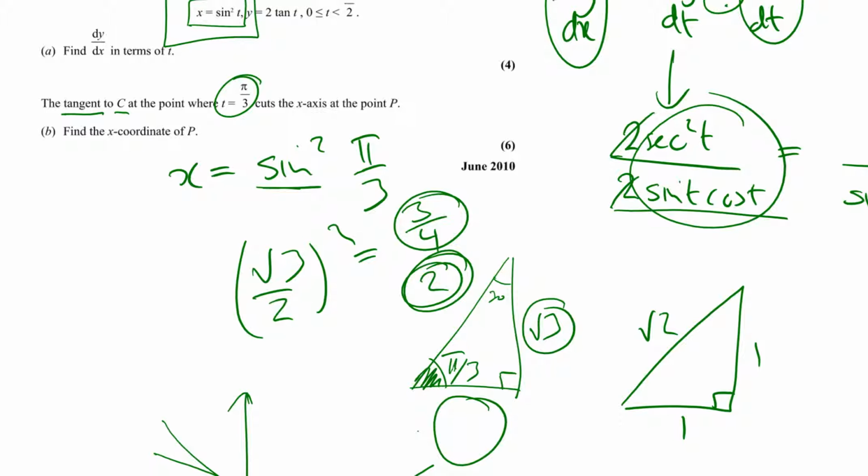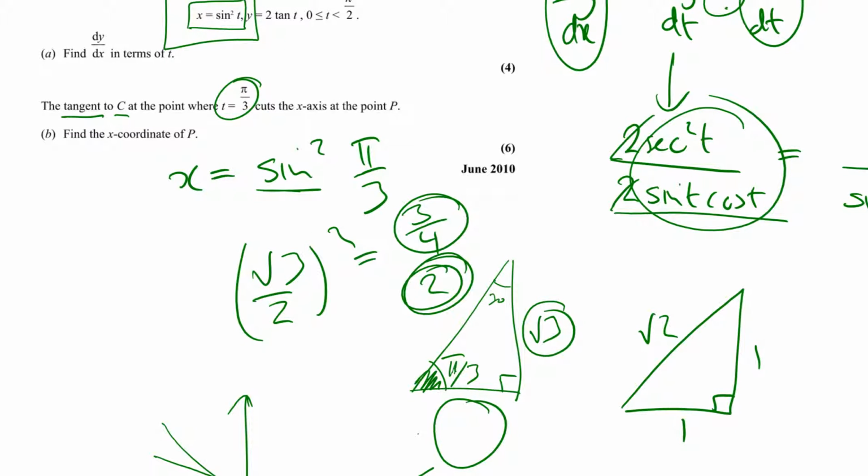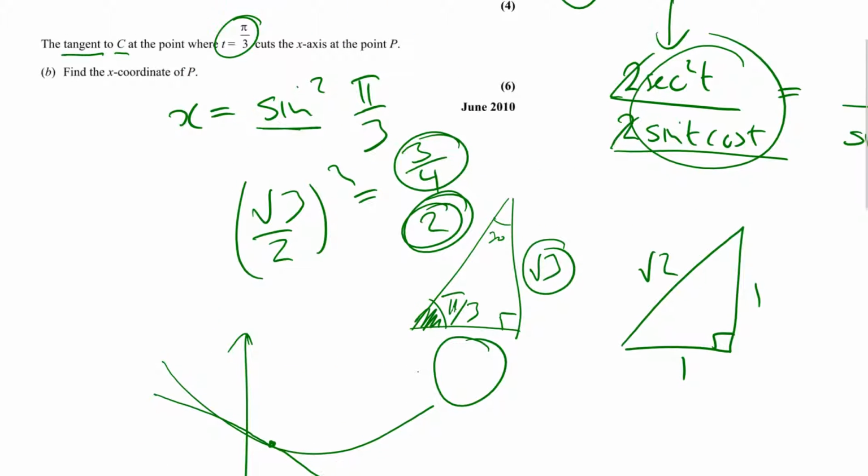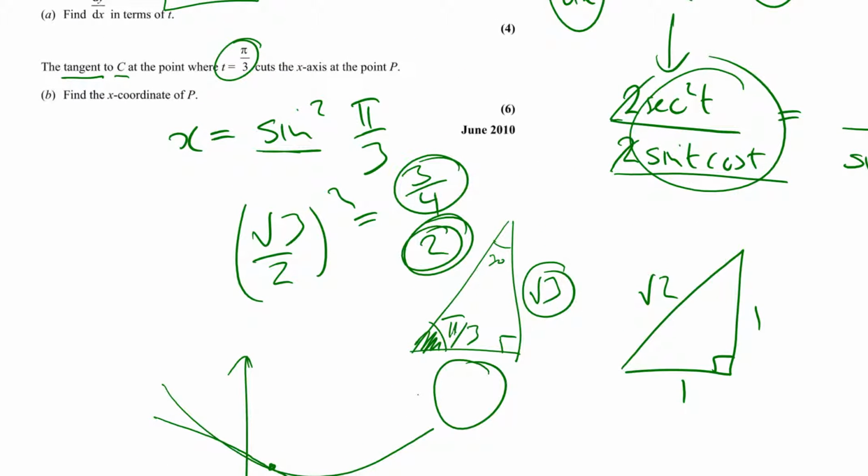The tangent to C at the point where t equals pi over 3 cuts the x-axis at the point P. Okay, yes, that is right. The drawing is right. Now it's right anyway. Find the x-coordinate of P.